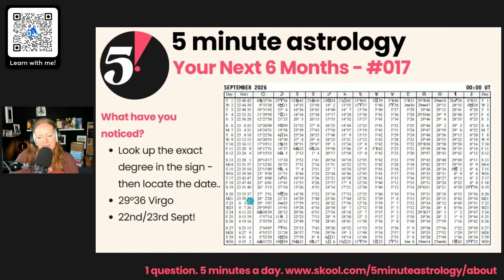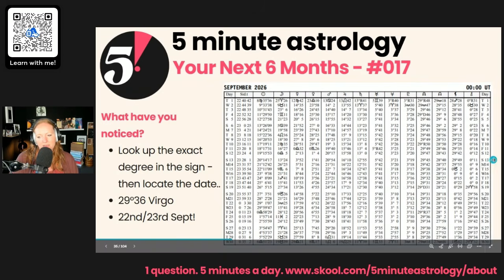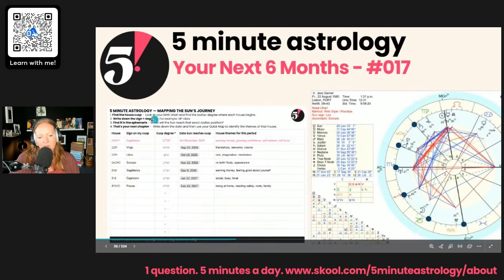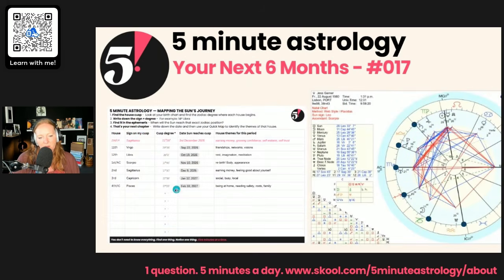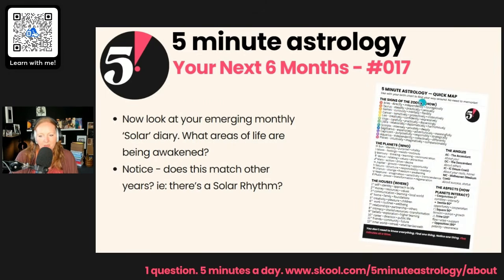You'll get the dates of when they go into their new signs. Now, this is what my form looks like when I filled it in. You'll see my computer has tabulated the dates very neatly for me. And then the next step is just to look at the house themes for this period. And that's where I was using the quick map.